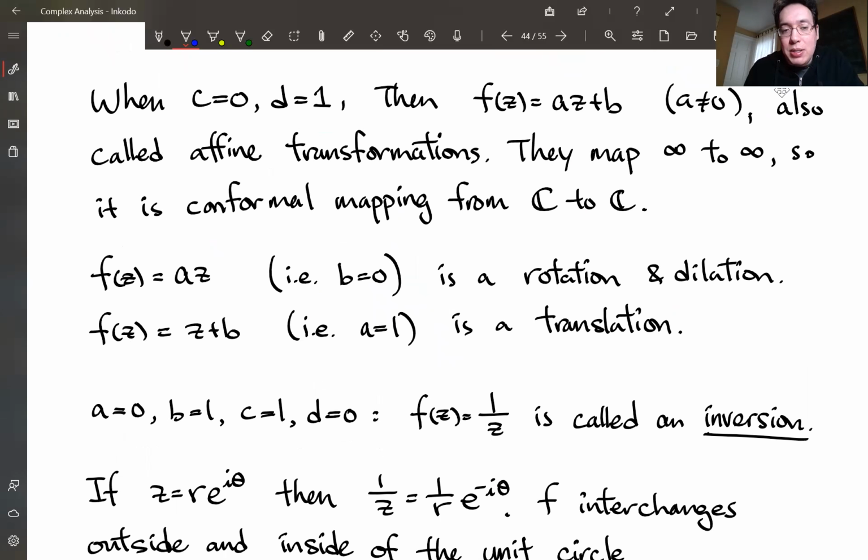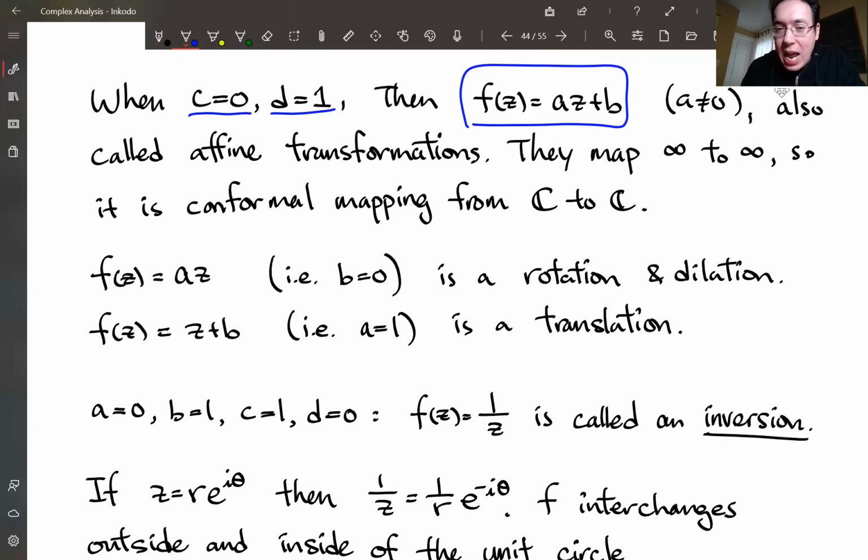Okay, so there's lots of different behaviors that are possible. Namely, when you don't have Z in the denominator, so if C is equal to 0 and you just choose D to be 1, then you have a linear function, right? These are sometimes called affine transformations, which maps infinity to infinity, but it's a conformal map from the complex plane to the complex plane itself.